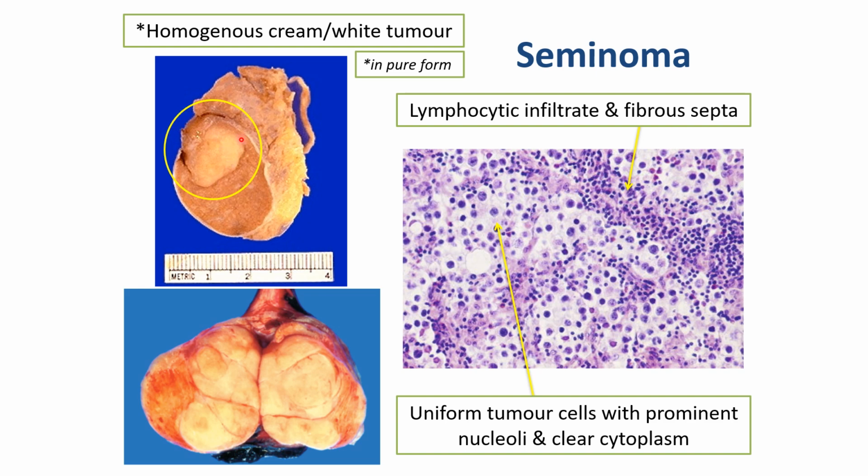It can occupy only part of the testis like this, or it can grow to quite a significant proportion and replace almost the entire testicular tissue. Histologically, the tumor cells are uniform. They have prominent nucleoli and clear cytoplasm. Another important characteristic is that they often have fibrous septa separating the lobules of tumor cells, and these fibrous septa are infiltrated by lymphocytes, which is quite characteristic.